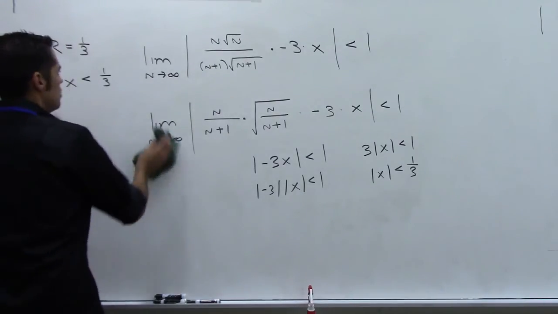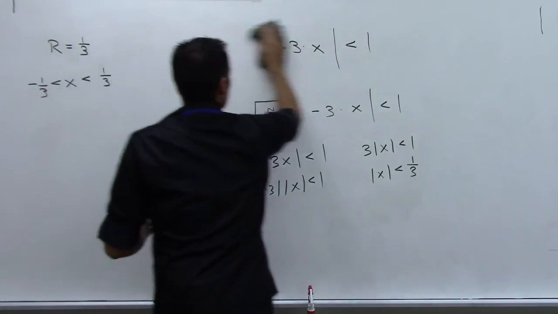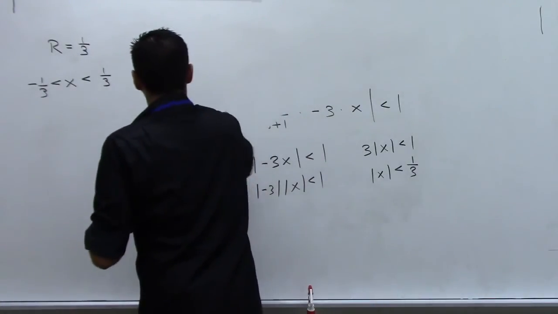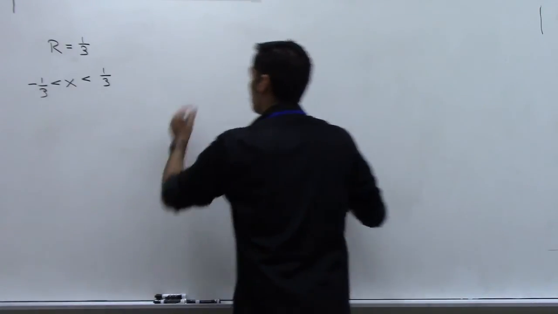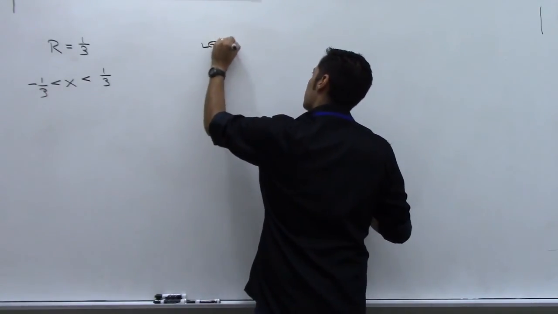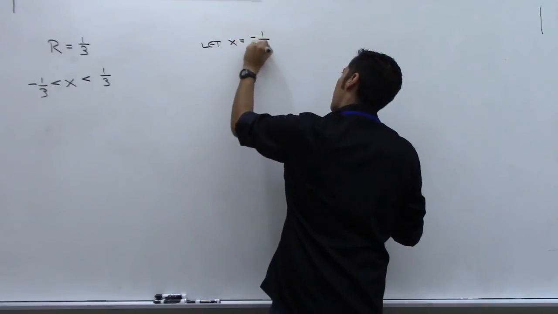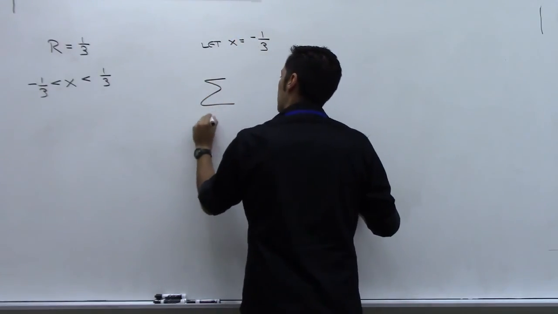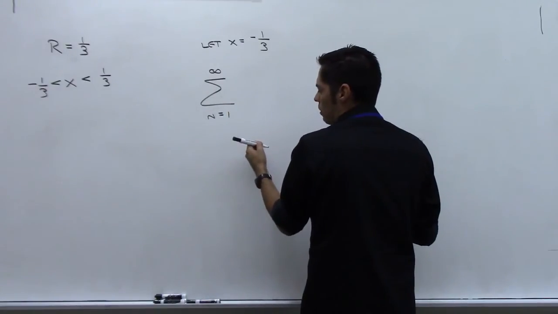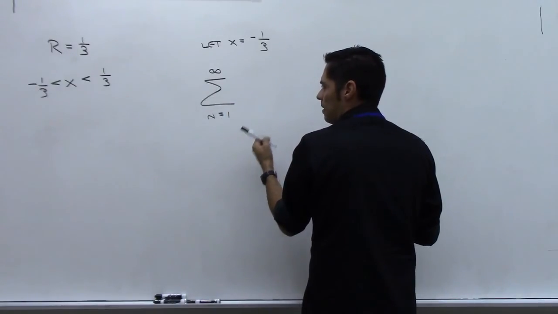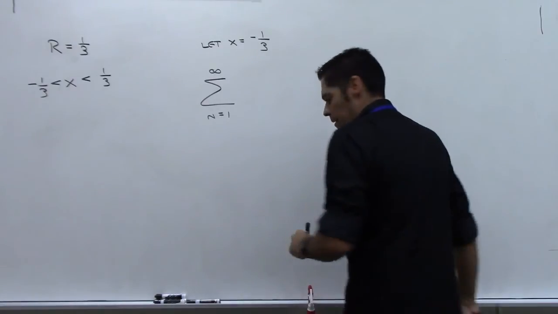So I need to check my two endpoints now. And I'll do that in the original series. So first, I'll do negative 1/3. Let x be negative 1/3. Sum n equals 1 to infinity. So this is a different brand of marker. And they do well, but they don't last very long.